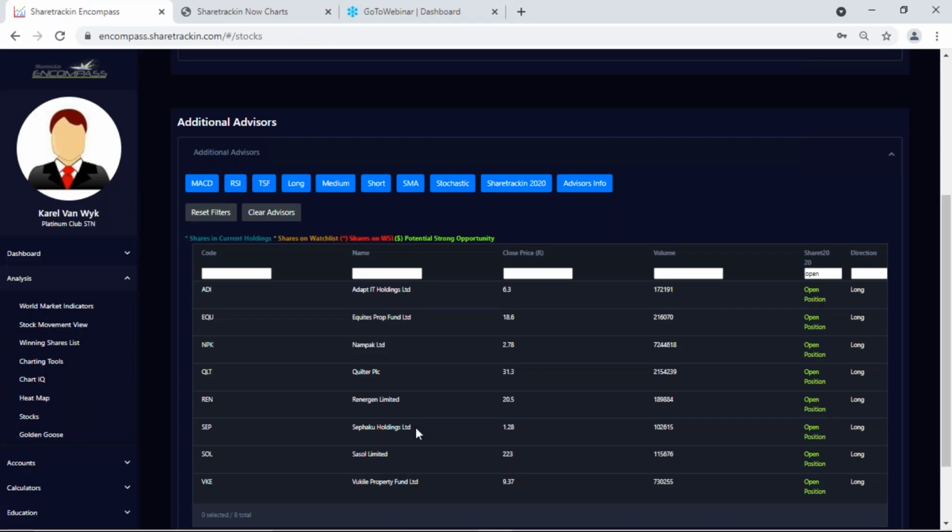Then the next one is PKE, it's Vukile Property Funds.